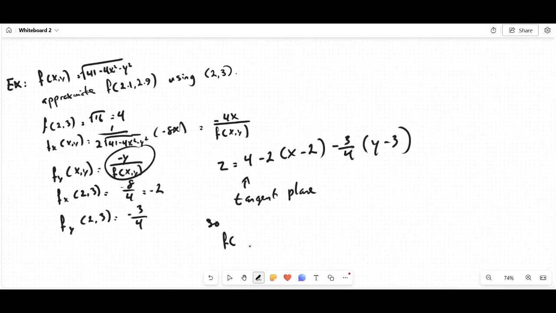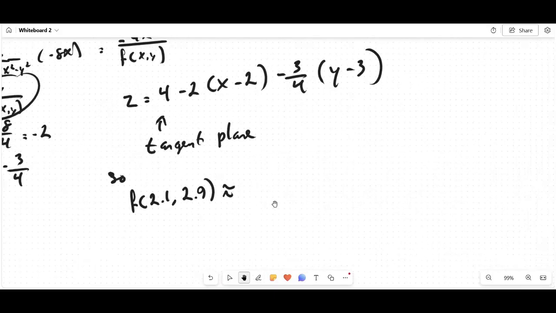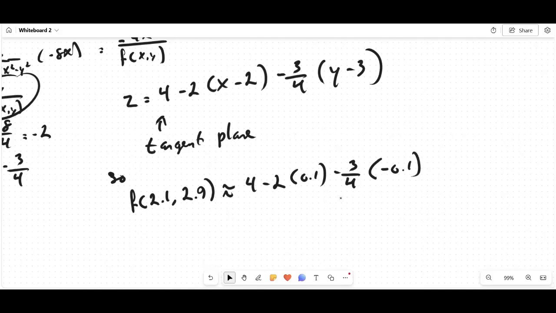So f at 2.1, 2.9, right? It's not equal to the tangent plane. It doesn't exactly coincide with the tangent plane, but it's close. We'll use a little approximation symbol there. And we want 4 minus 2 times 0.1. That's for the 2.1. Minus 3/4 times -0.1 because it went down by 0.1.